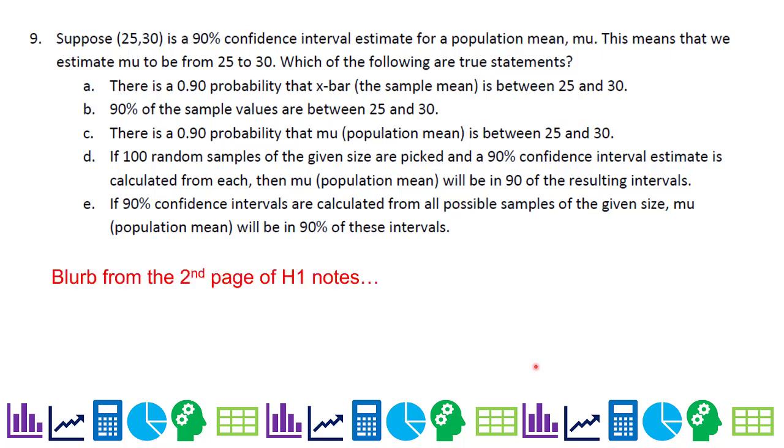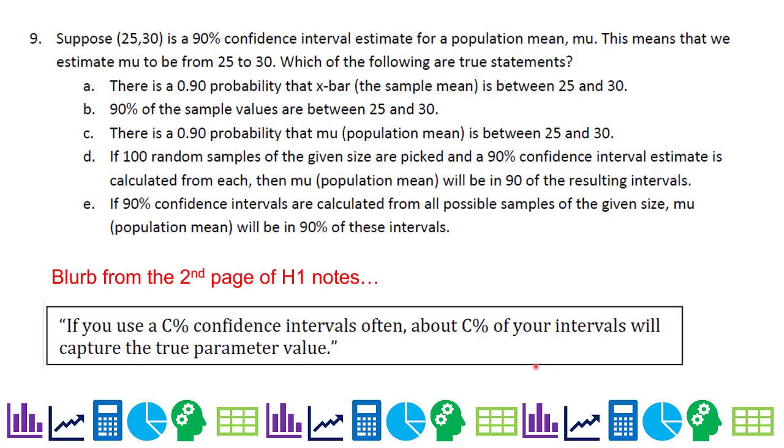So let's talk about confidence level, and that's from the blurb of the H1 notes, okay? If you use C% confidence intervals often, about C% of your intervals will capture the true parameter. So let's look at the rest of these. 90% of the sample values are between 25 and 30. No. There's a 0.90 probability.